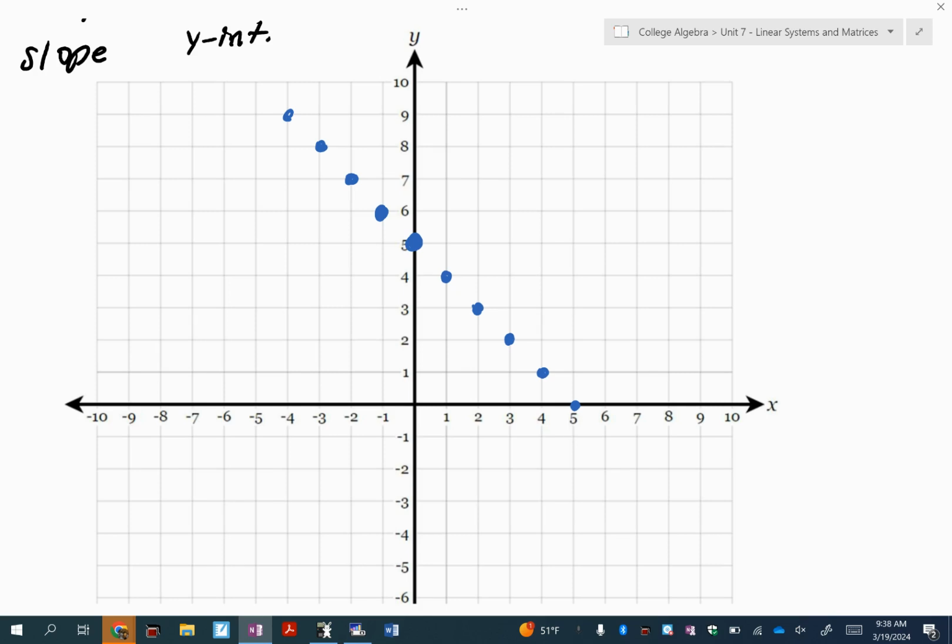All right, let's go ahead and make this line. You can use your ruler.